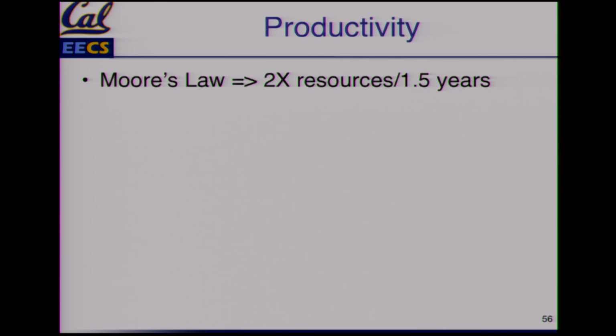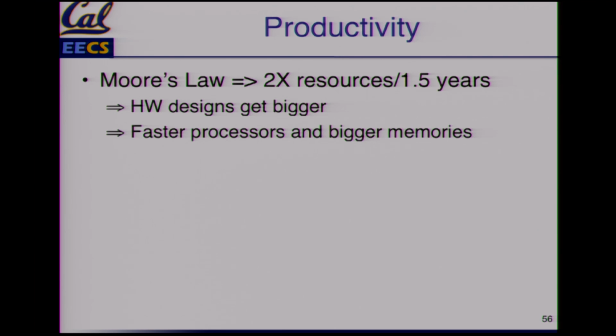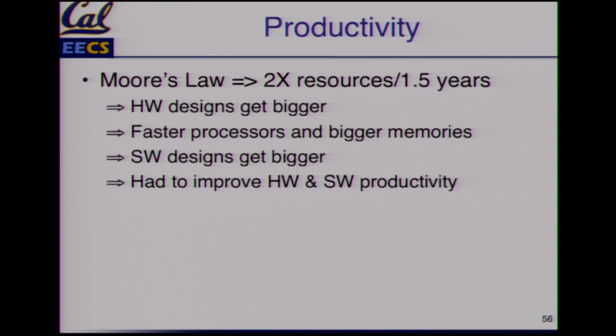Productivity. Basically, as you hopefully know, Moore's Law, from a Berkeley alumnus, Gordon Moore, was one of the most amazing predictions of technology of all time: doubling resources every year or so. What that meant is hardware designs, because you had twice as many resources, were getting bigger. But bigger hardware could lead to faster processors and more memory, which meant that programs could get bigger. And so we had to figure out ways to improve hardware and software productivity because we had so many more resources and the programs got so much bigger. So we had to get better at what we did.